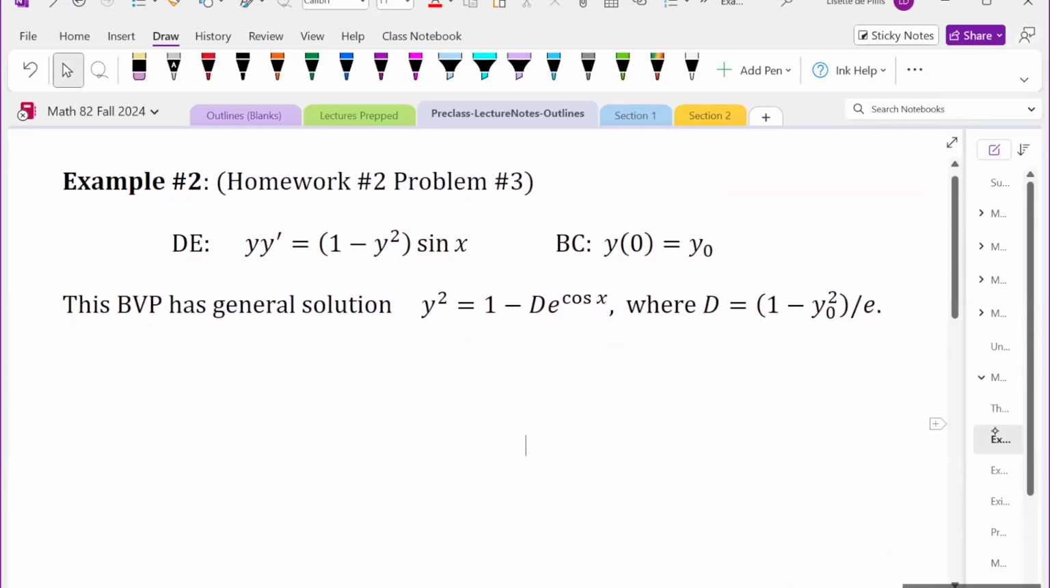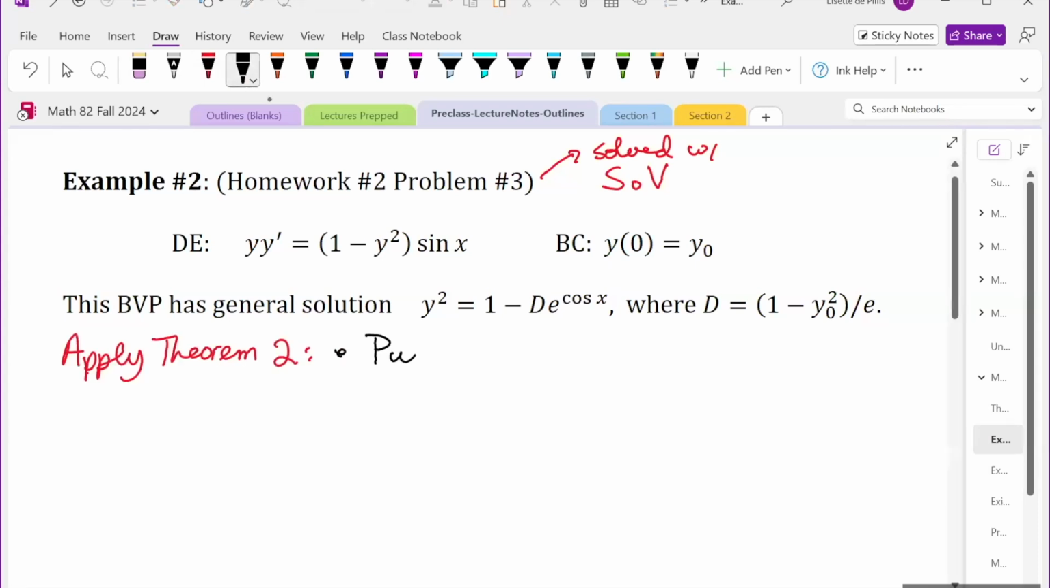This example comes from our homework number 2, problem 3, and we were able to solve this using separation of variables in that homework. So we actually have a solution to this, but it's a nonlinear ordinary differential equation, so we cannot use theorem 1. We can only apply theorem 2 to tell us about the existence and uniqueness of this solution. So to apply theorem 2, we're going to have to put the ODE into normal form.